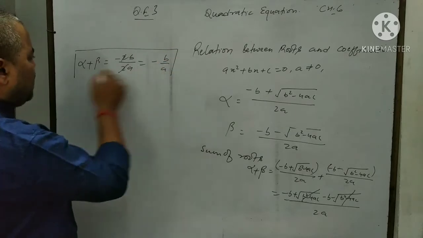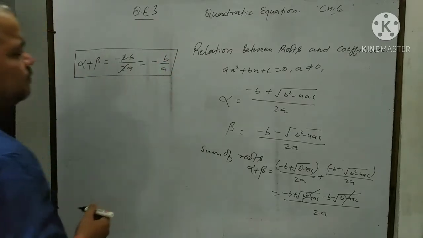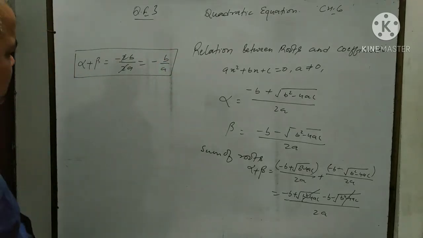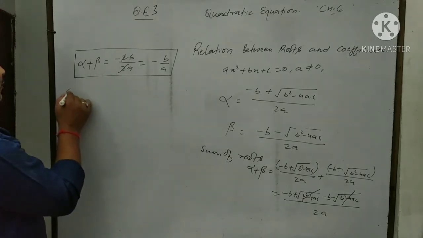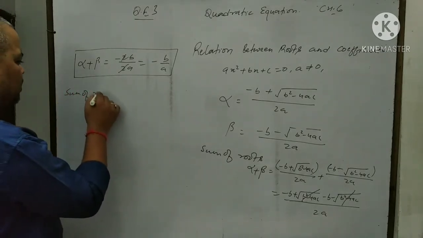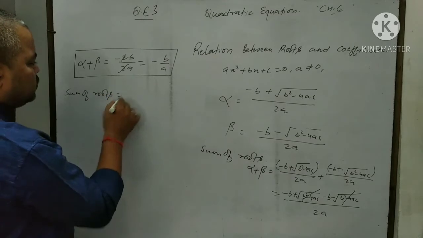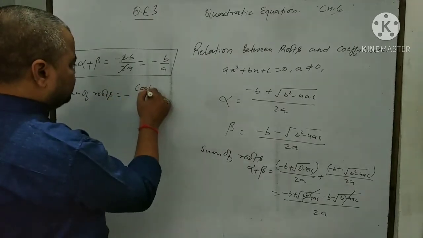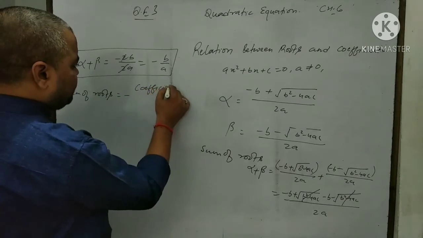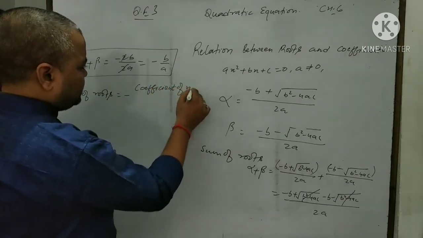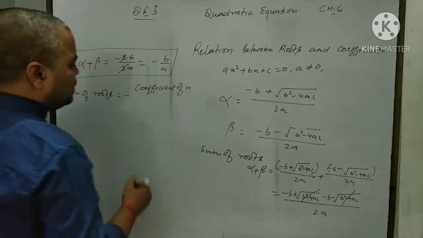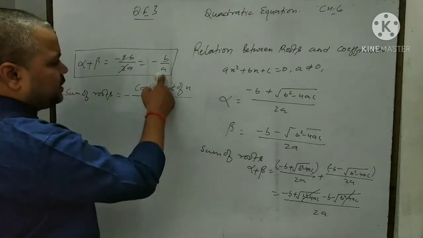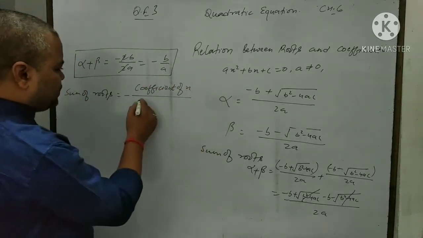Here alpha plus beta is equal to minus b by a, or we can write the sum of roots is equal to minus of the coefficient of x, means here b, and upon what is a, that is the coefficient of x square.